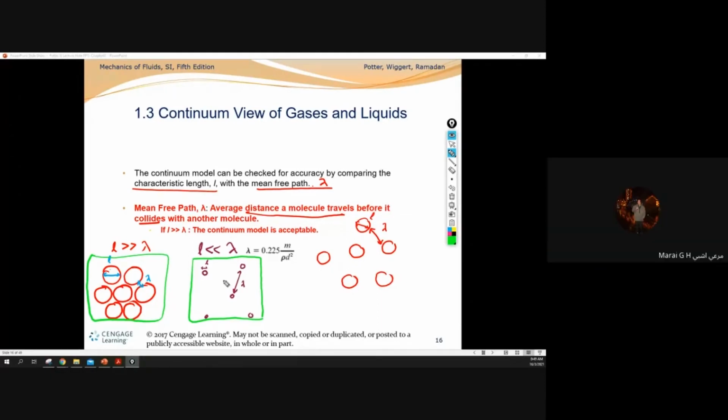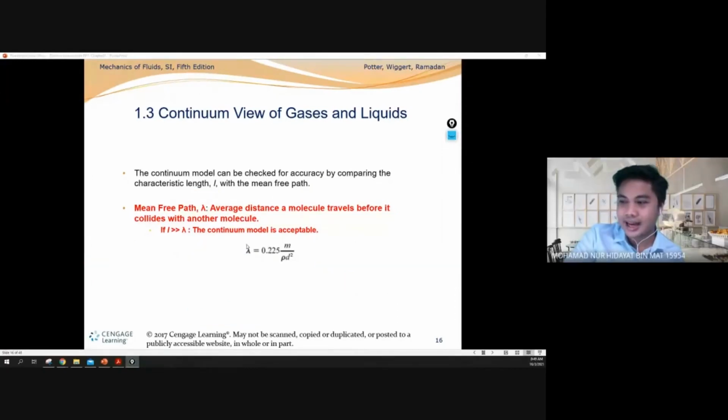Okay. Yes. Okay, so that is how we check whether the molecule is continuum or not. If L, the characteristic length, is far more than lambda, the continuum model is accepted. Okay, Ibrahim, can you say again? What do you mean? Do you understand?